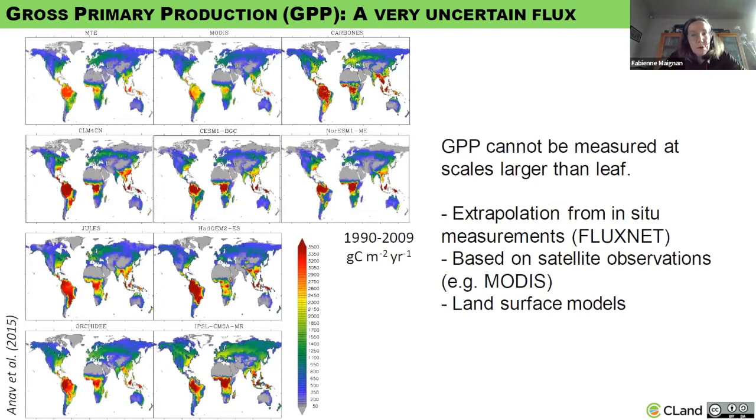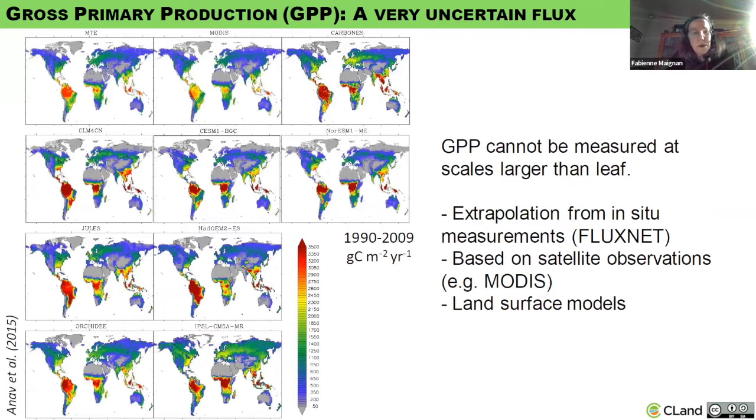So first, you have to know that GPP cannot be measured at scales larger than leaf. So we are always looking for proxies. As we cannot measure it, it's a quite uncertain flux, the GPP. And this is linked to the fact that it can vary both spatially and temporally, and sometimes very rapidly, depending on the environmental conditions. You see here maps of GPP.